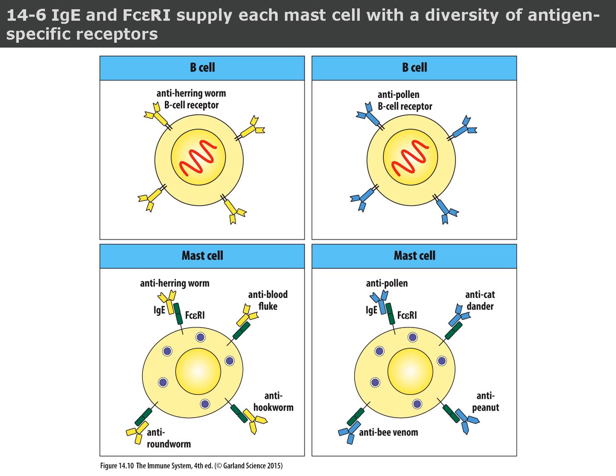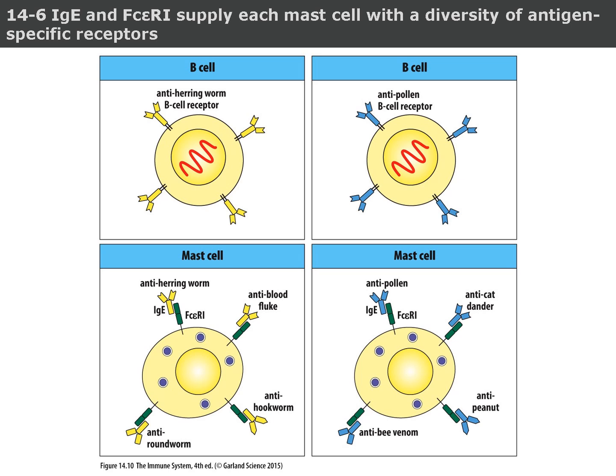Each B cell expresses one type of receptor specific for a particular antigen. One B cell displays receptors that recognize herringworm antigens, while another B cell displays receptors that recognize pollen antigens. Each B cell is committed to a single specificity. At the bottom, the mast cells are shown.